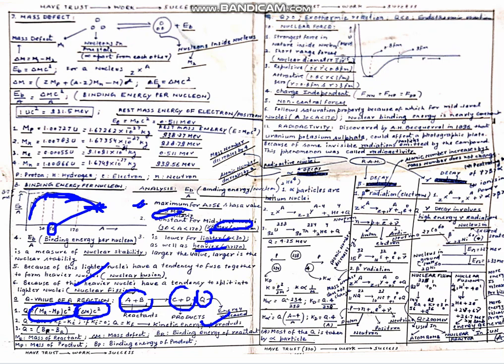There is another important concept in terms of binding energy: the Q value is the binding energy of the products minus that of the reactants. So this is how we can work it out.